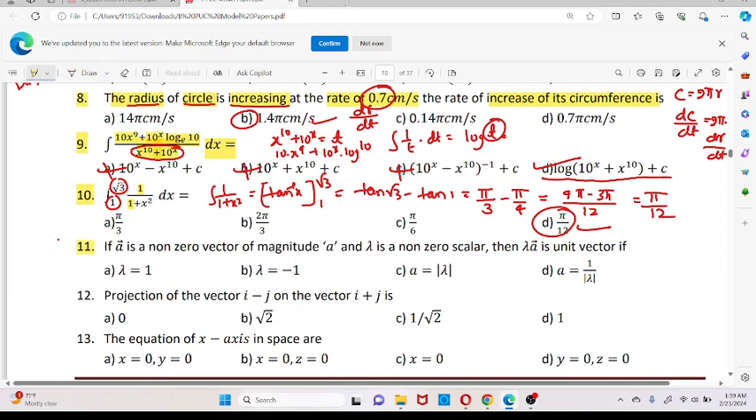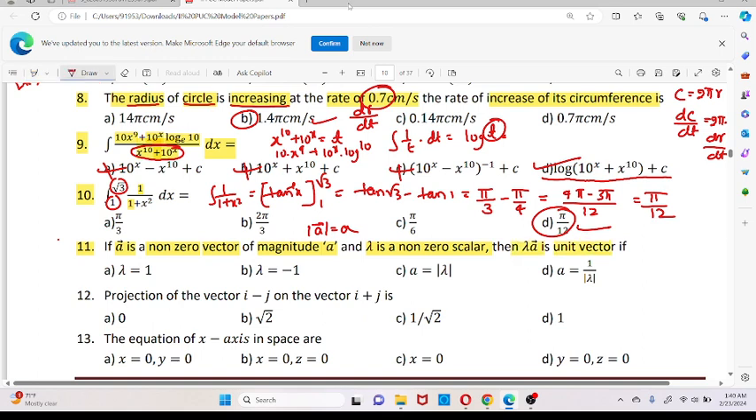Let me go to one more, the 11th question, from the chapter vector algebra. Here it is. If A is, see, here you have to look a bit carefully. If A is a non-zero vector of magnitude a, so magnitude of that A vector is what? a, right? Next, lambda is a non-zero scalar and lambda times A vector is a unit vector.